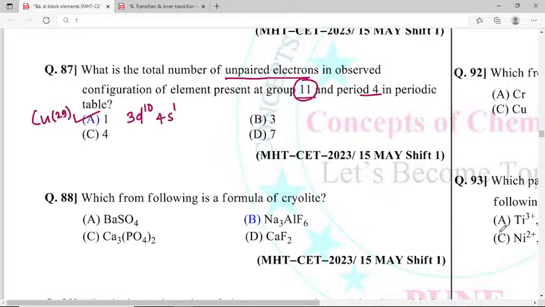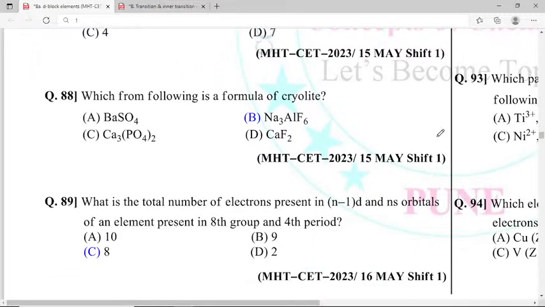Yes, very good. Which of the following is the formula of cryolite? So what is the formula for cryolite? Cryolite has the formula Na3AlF6. Na3AlF6 is called cryolite. CaF2 is fluorspar. Fluorspar has the formula calcium fluoride. BaSO4 is barite. And this is calcium phosphate.